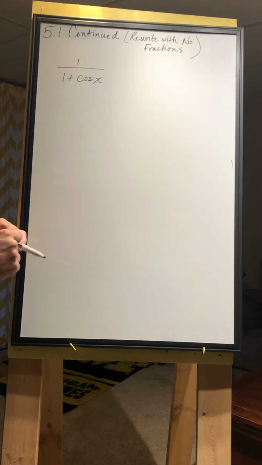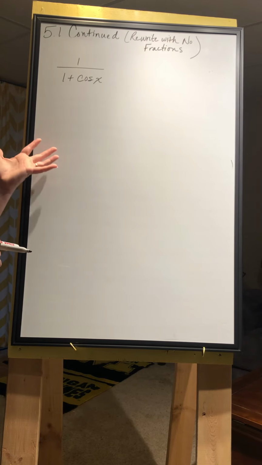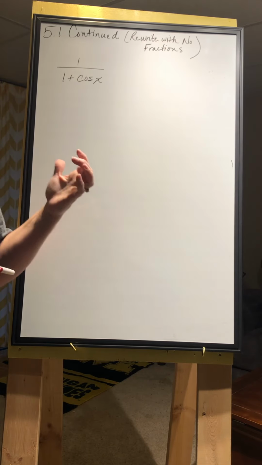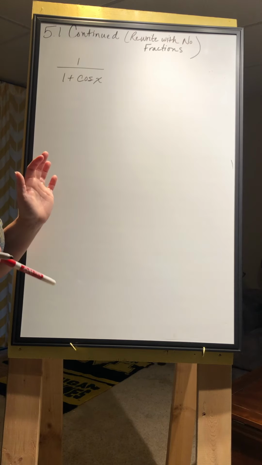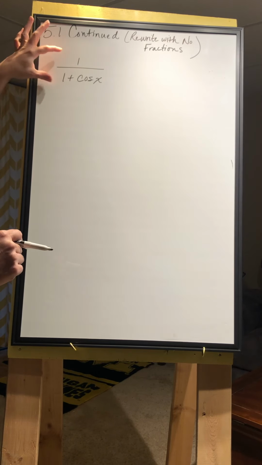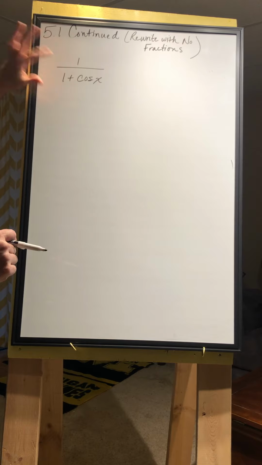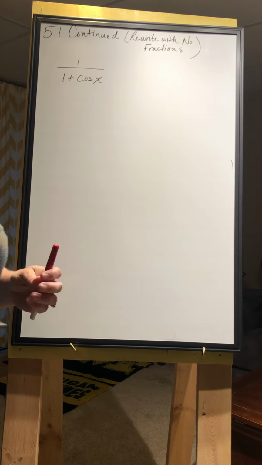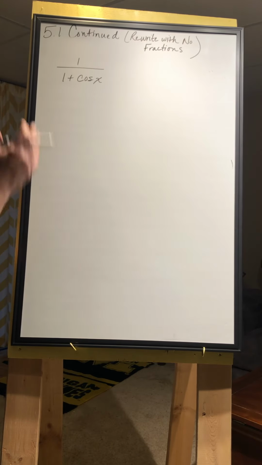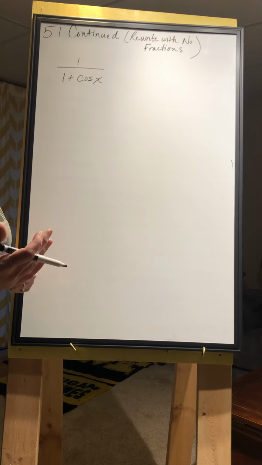So this last little part of 5.1 is they're going to give you a fraction, and they want you to rewrite it with no fractions. So here I have, this is an example, 1 over 1 plus cosine x. That's my problem. And what I want to do is rewrite this so that it equals something that is not a fraction. Could be messier.